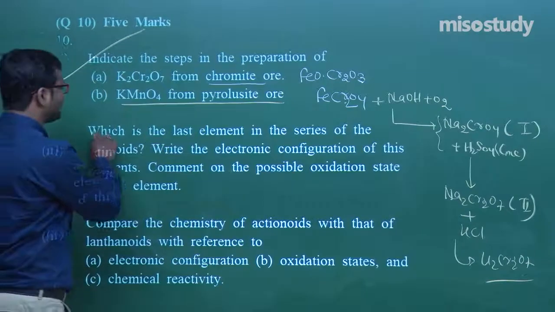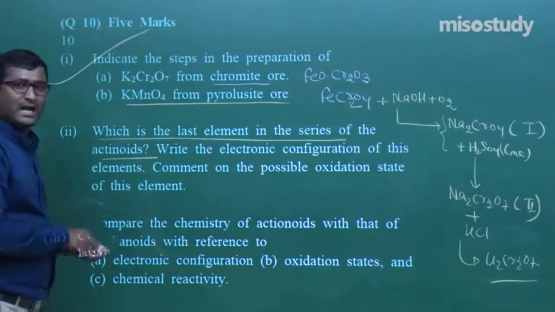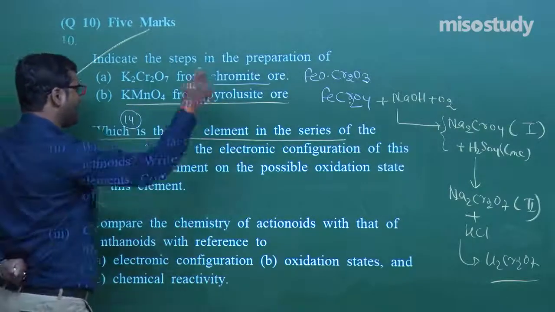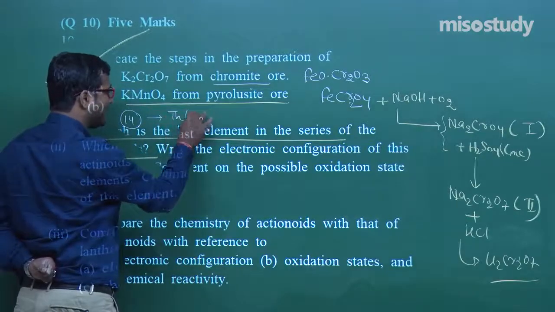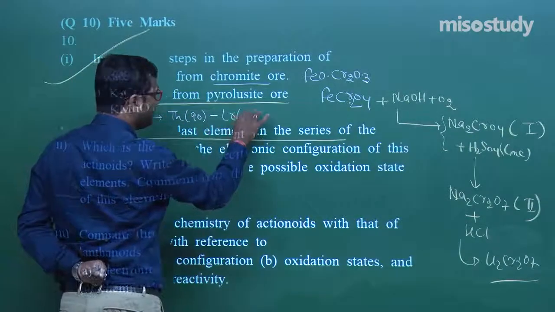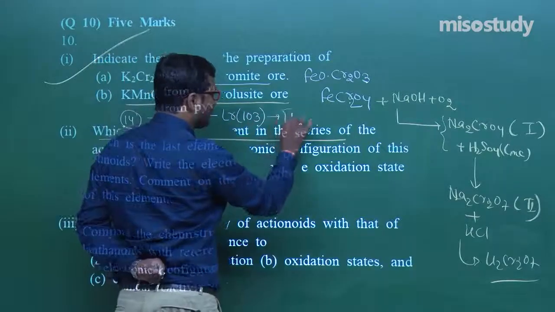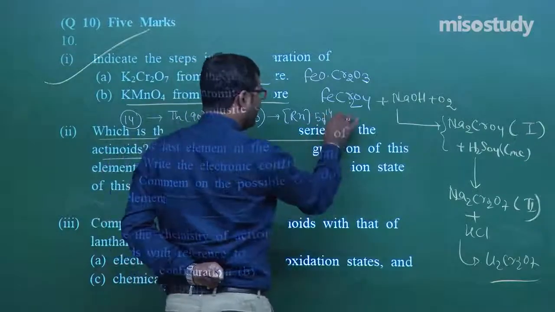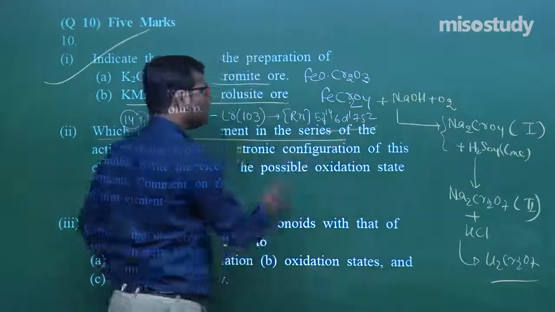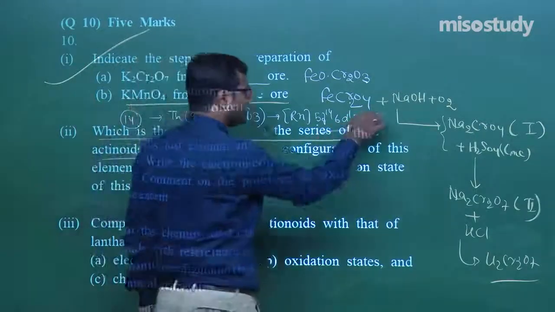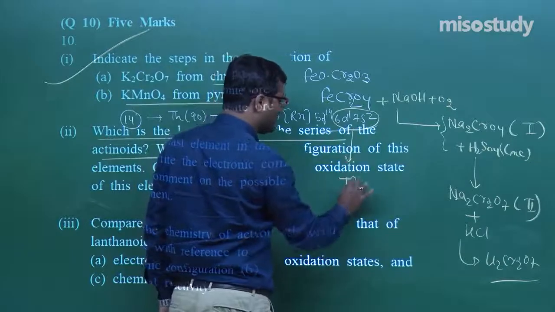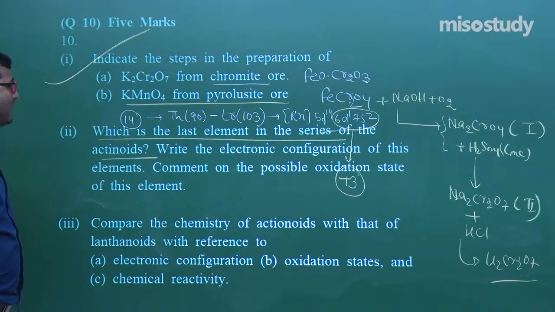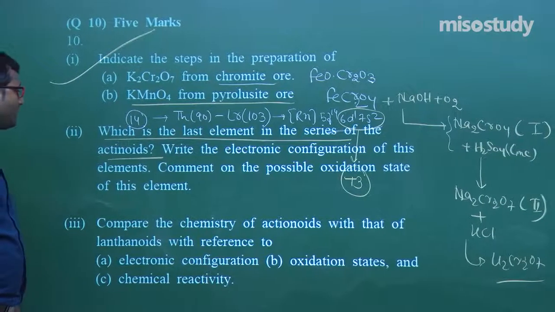Next one, which is the last element, actinide series. As we know, the actinide series contains 14 elements, the first member is thorium 90 to lawrencium 103, and lawrencium has electronic configuration Rn 5f14 6d1 and 7s2, my friend. So we know the total here is 3, so the oxidation state is +3. This is the question: what is the last element in the series of the actinoids? Write the electronic configuration of this element.